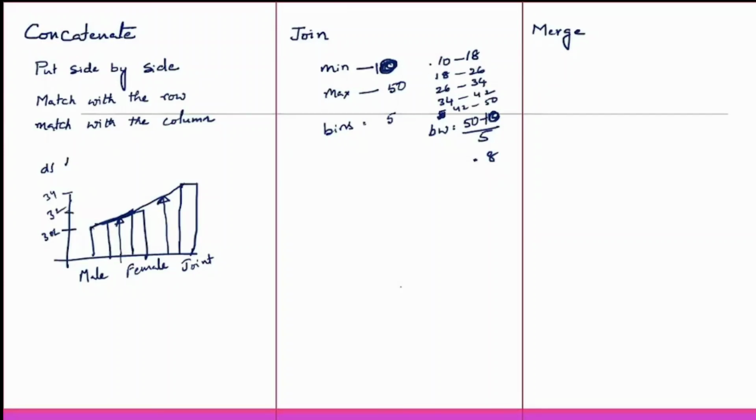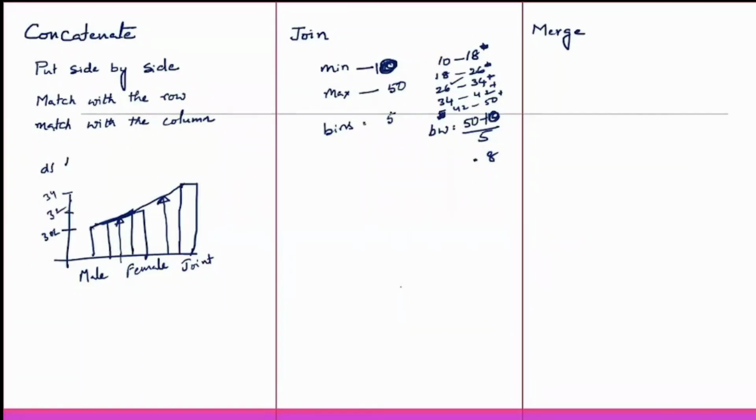The only difference is at the boundary. The actual value of 18 would not be counted into the first group; 18 will be counted in the next group, and 26 will not be counted here but in the next group. You can very well create it the other way as well, but the default behavior is that 18 is counted into the next group, and 26 is also counted into the next group. So like this, you can create the bin width.